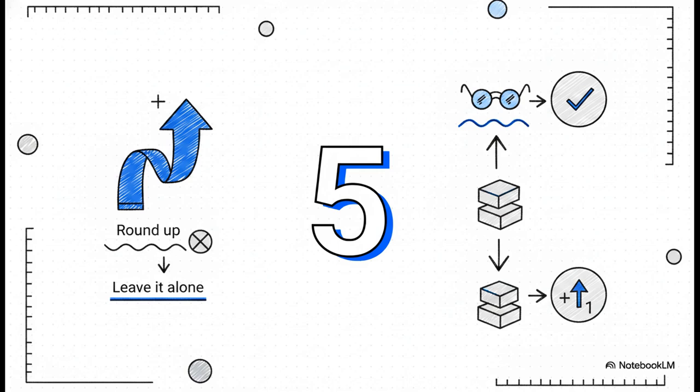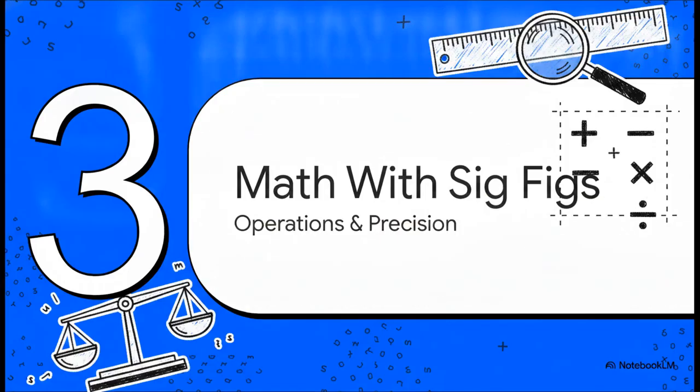Look at the digit right before the 5. If that preceding digit is even, just drop the 5. Leave it as is. But if that preceding digit is odd, raise it up by 1. It's a beautifully simple rule, but I promise you, it shows up constantly on exams. Which brings us perfectly to Section 3, Math with Significant Figures.